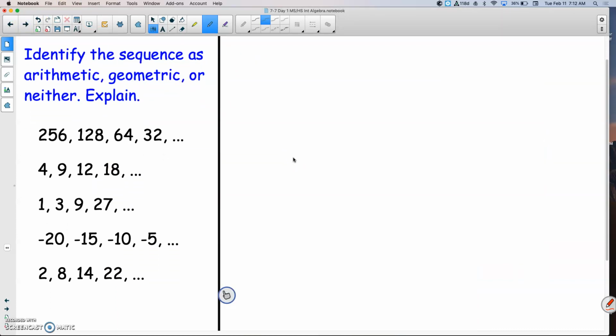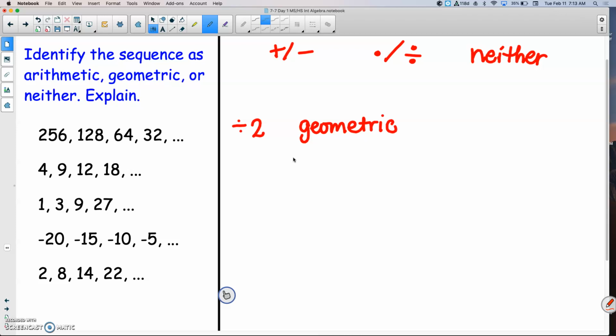All right, now our first set of examples says identify the sequence as arithmetic, geometric, or neither, and explain. So that means that we are trying to see if it's an addition or subtraction pattern, a multiplication or division pattern, or neither, because they don't have to be arithmetic or geometric sequences. So you're just going to have to try to figure out the patterns. For the first one, I can tell that it's divided by 2 each time, so that makes it geometric. So you might just need to use a calculator and try it out.